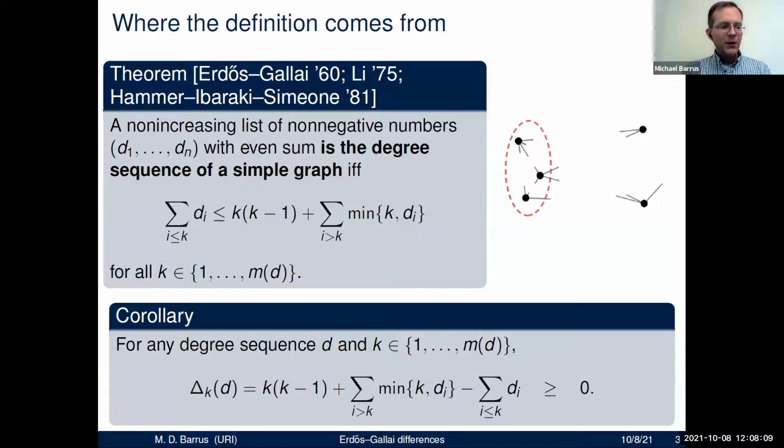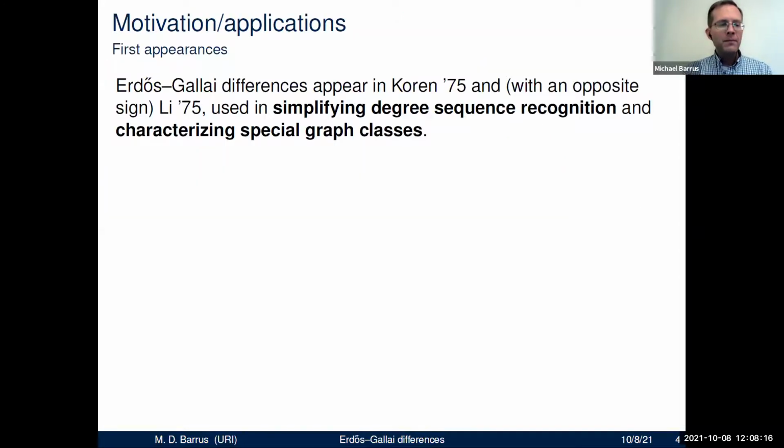All right, now I'm going to hopefully convince you over the next few minutes that these are interesting to look at. And I will mention the first times they showed up. So this isn't original to me. These differences showed up in 1975 in papers by Karen and Lee, although in Lee's definition they had the opposite sign from what we have. They were both using these Erdős-Gallai differences as a means of studying graphs with a unique realization, degree sequences with a unique realization. But in effect, they used these Erdős-Gallai differences to simplify degree sequence recognition.